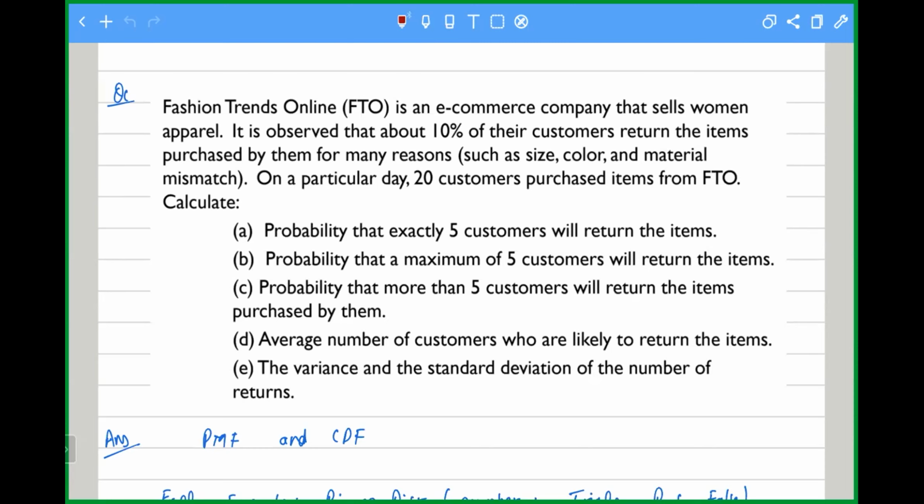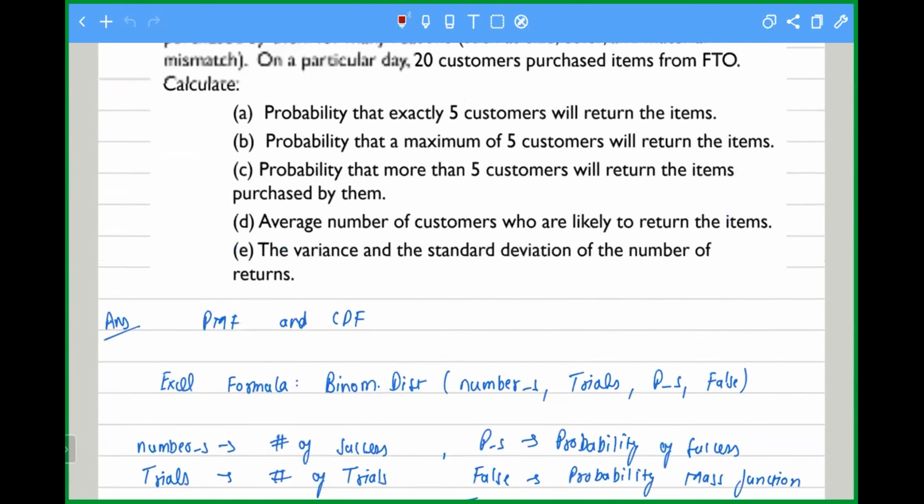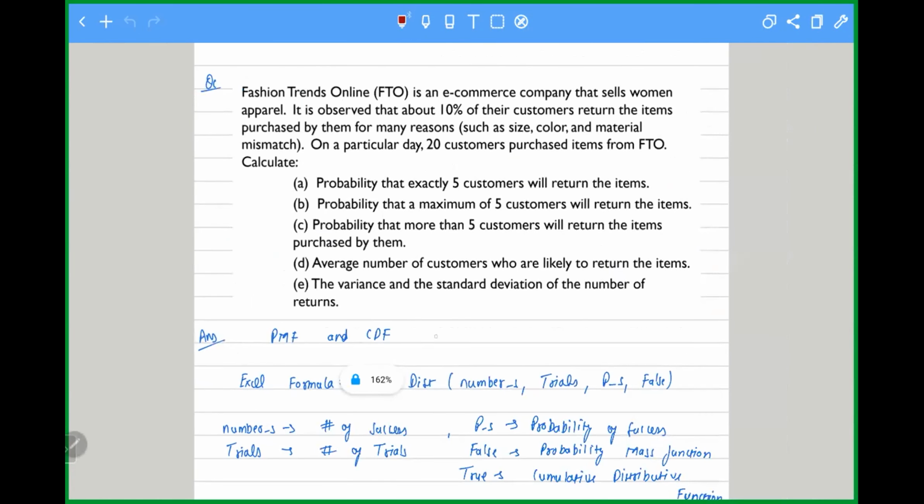Okay. So what is it saying? Fashion Trends Online is an e-commerce company that sells women's apparel. It is observed that about 10% of the customers return the items purchased by them for many reasons. So what is the probability that a customer will return an item? 1 by 10. So here I write probability of returning is equal to 10 by 100, which is 1 by 10, which is 0.1. This is clear, right?